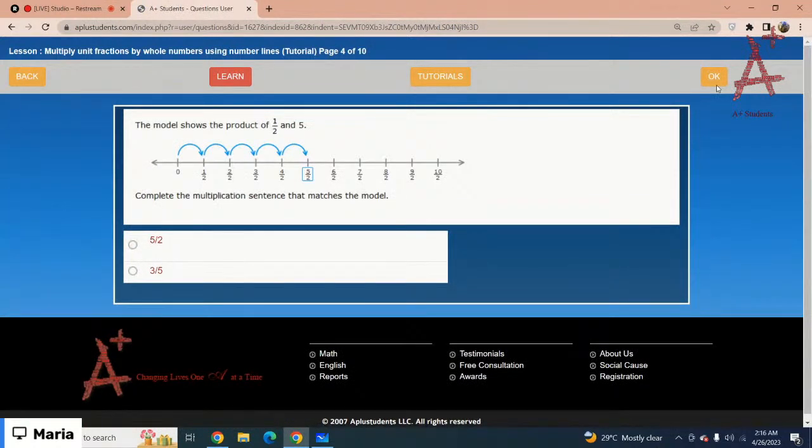The next one is the model shows the product of 1 by 2 and 5. So you have to multiply 1 by 2 and count 5 times. Got it? You can count these arrows 1, 2, 3, 4, 5. So it makes 5 over 2. Got it? So according to the model, it would be 5 over 2. The correct option is 5 over 2.